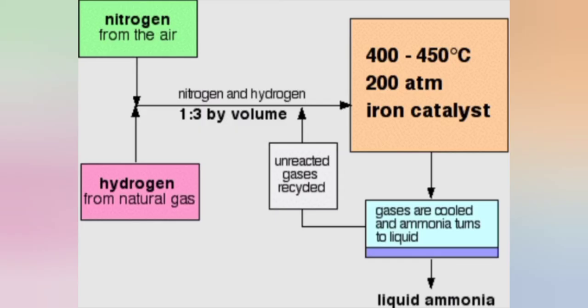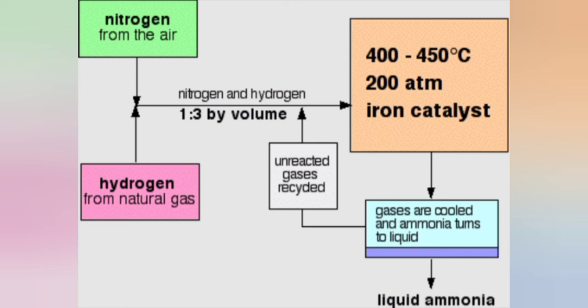Since this is a reversible reaction, some ammonia is decomposed back, and we try to keep that amount as minimum as possible by changing the condition. Over here, hydrogen is obtained from cracking petroleum hydrocarbon chains. In a reactor, hydrogen and nitrogen are reacted. To obtain ammonia, the gas mix is cooled to negative 34 degrees Celsius when ammonia liquefies. The hydrogen and nitrogen, the unreacted gases, are recycled.